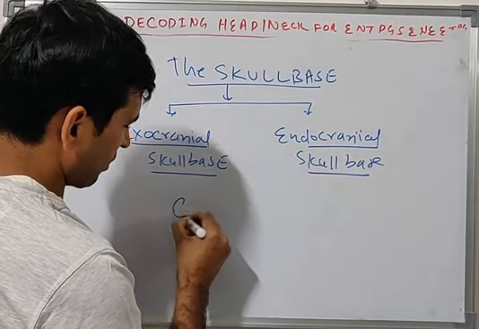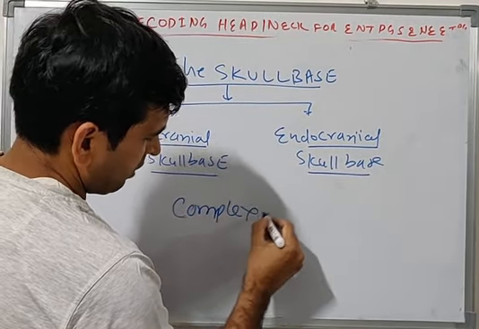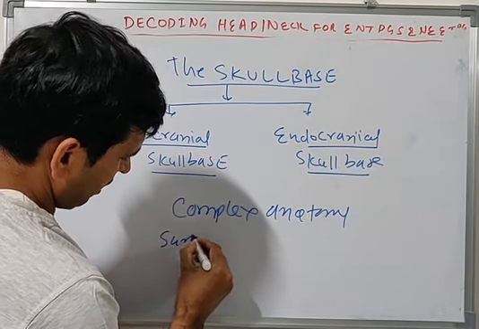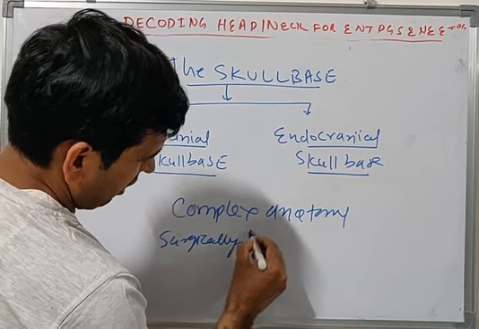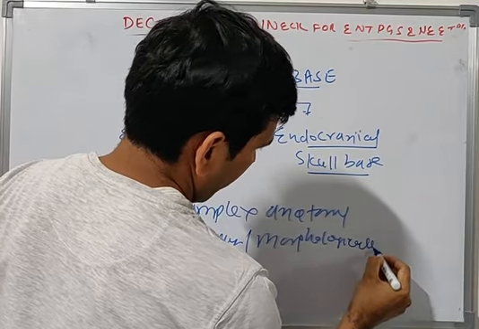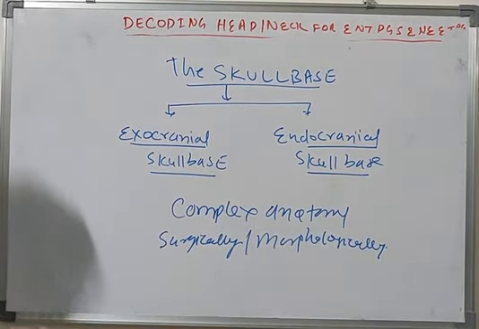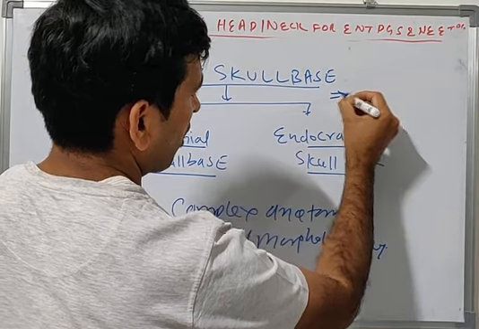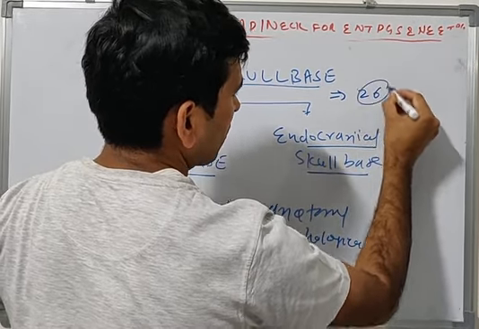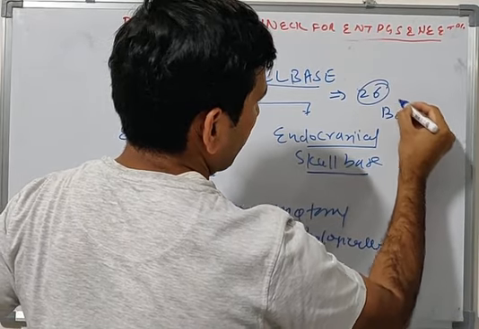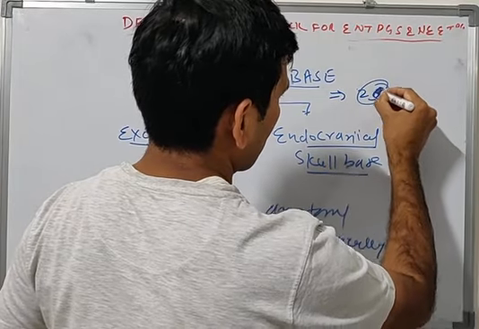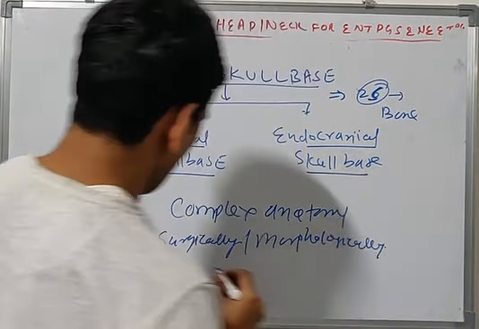It's very complex anatomy, surgically and morphologically. It consists of a total of 26 bones. Means if we remove the mandible, it consists of 25 bones. Total 25 bones.